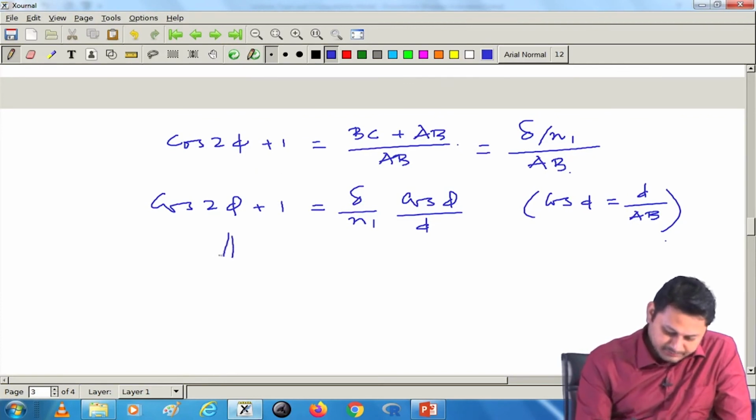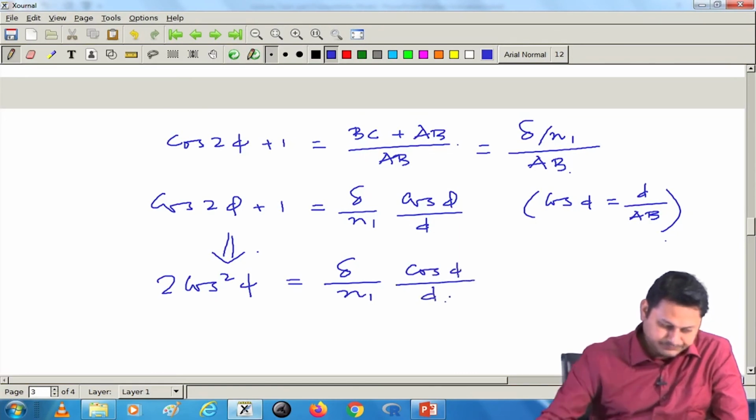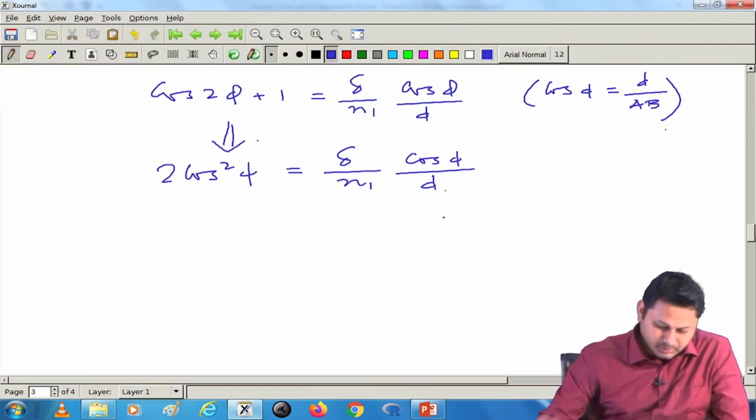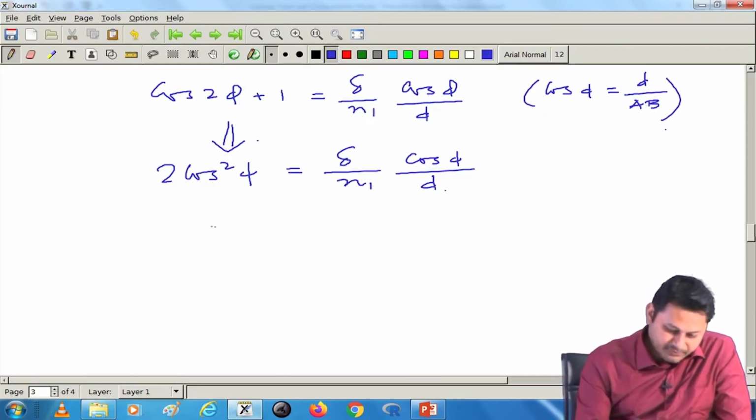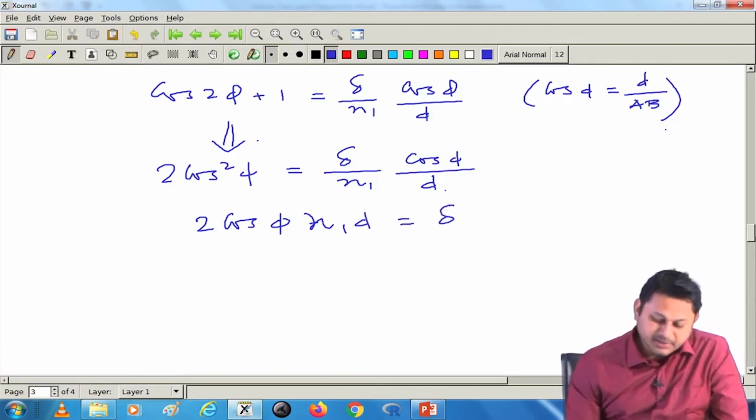Okay, this quantity is nothing but 2 cos square phi, which is equal to delta over n1 times cos phi divided by d. So, one cos phi will cancel out. So, I have 2 n1 d cos phi is equal to delta, the path difference. 2 n1 d cos phi is equal to delta.